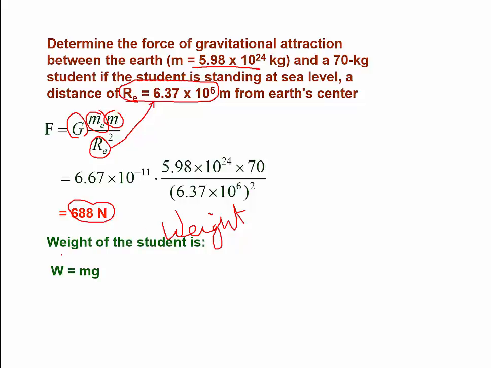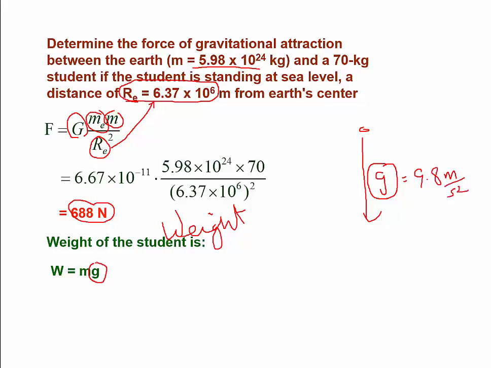So, weight of the student is W equals mg. Now, what does g stand for? If you drop an object here, it will fall all the way to the ground with an acceleration. That acceleration is what we call g, acceleration caused by gravity. If you go to the top of a building and jump down, you will be falling down with an acceleration g, acceleration due to gravity. And it has a value 9.8 meters per second squared.